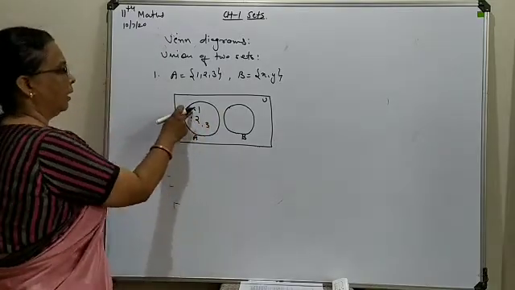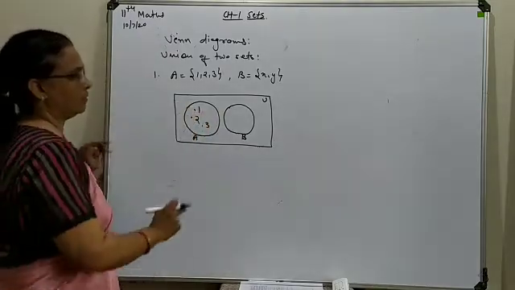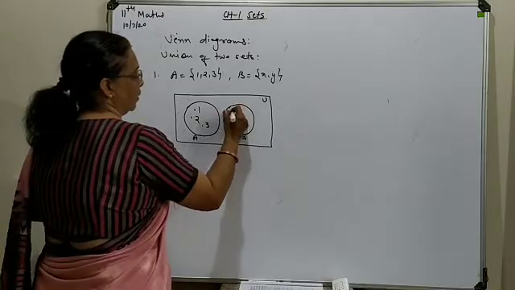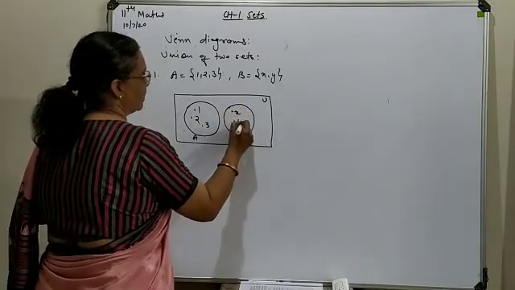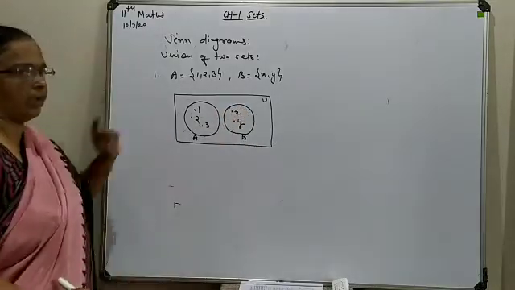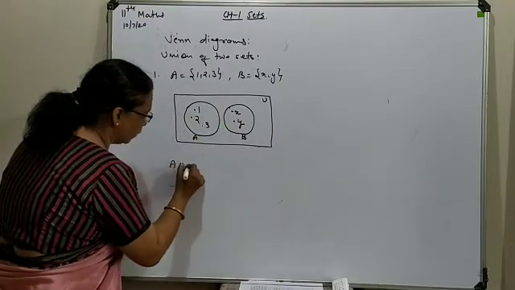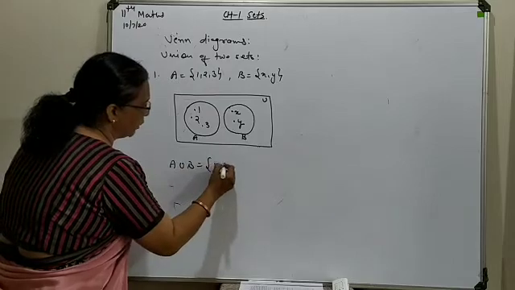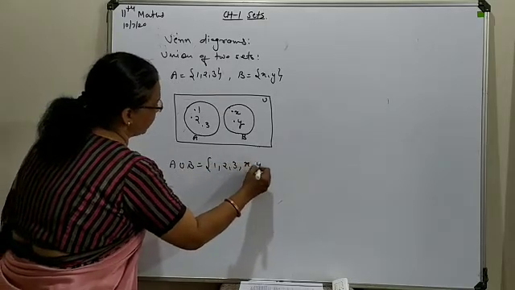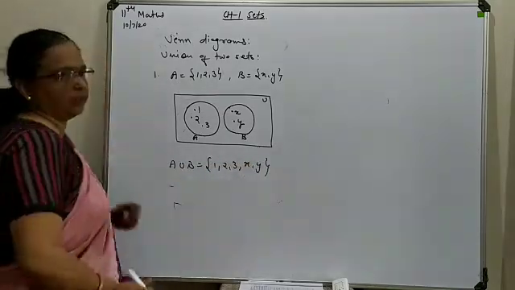This way, making a dot, each element is to be represented. This way all elements are to be listed out here. In union form, what answer will you have? A union B will give you 1, 2, 3, X and Y, meaning all the elements are to be included here.